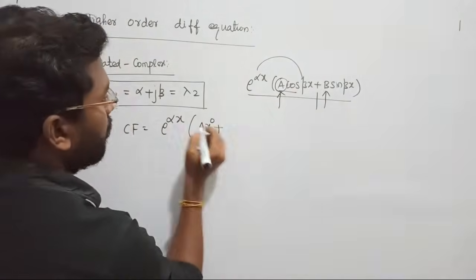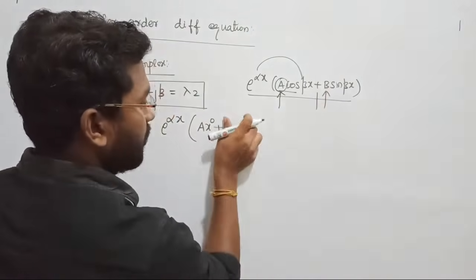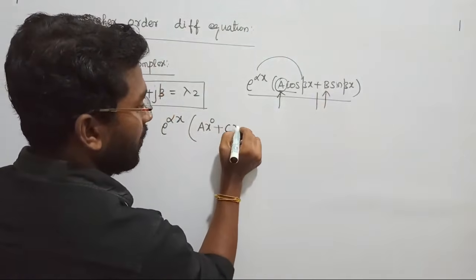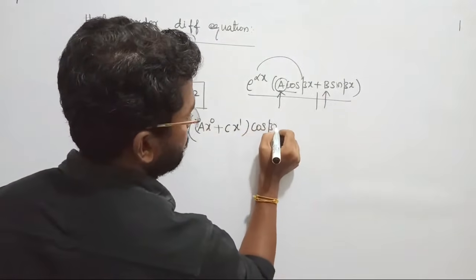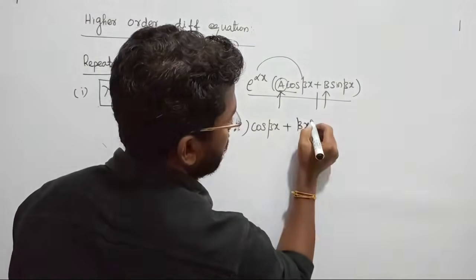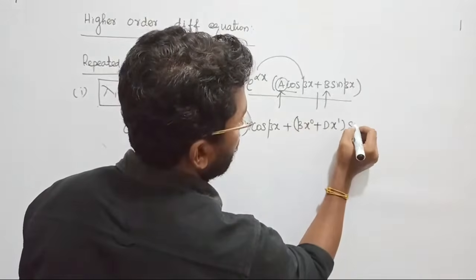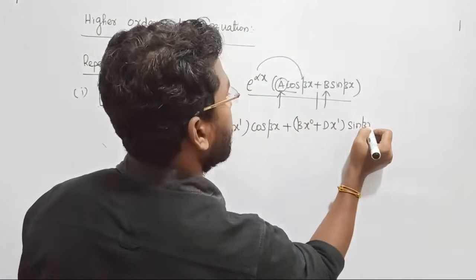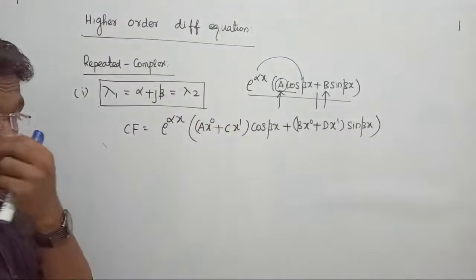How many times repeated? Only 2 times. And then consider one more arbitrary constant. Let me consider c into x power 1. Close them together. Now multiply it by cos beta x. Similarly, b is being multiplied by x power 0 plus let us consider d into x power 1. Now multiply. Close them. Multiplied by sin beta x. Fine. Is it okay? Fine.